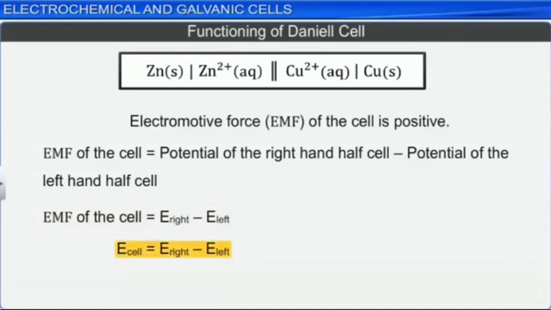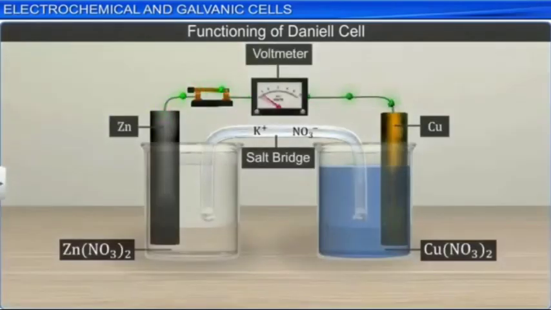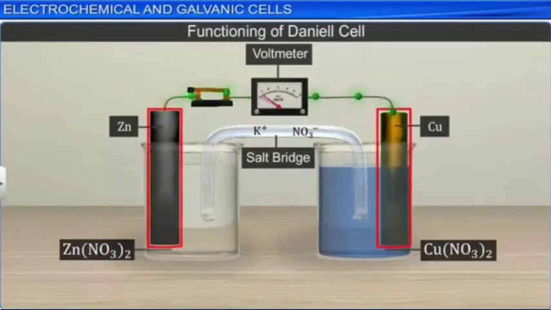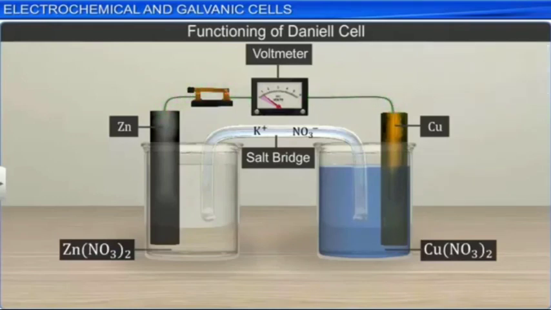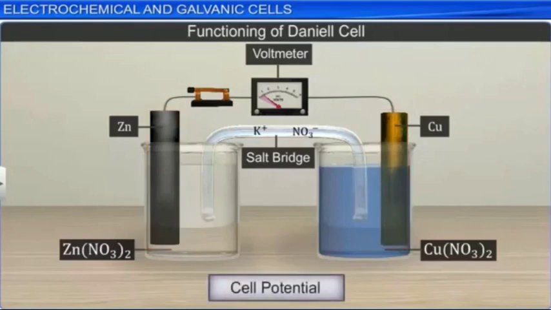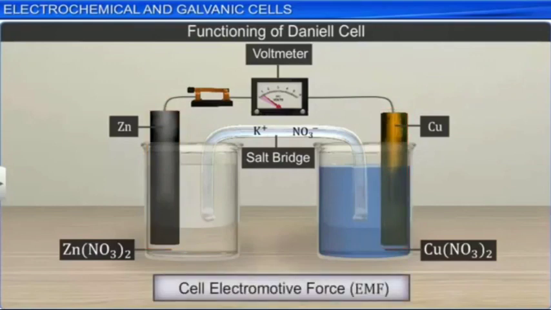In an operating Voltaic cell, electrons flow from the anode to the cathode. The current flows from the positive electrode, the cathode, to the negative electrode, the anode. This current flow takes place when the circuit is closed, because a potential difference exists between the two electrodes. The potential difference between the two electrodes is called the cell potential or the cell electromotive force, or EMF for short. Cell voltage is measured in volts.